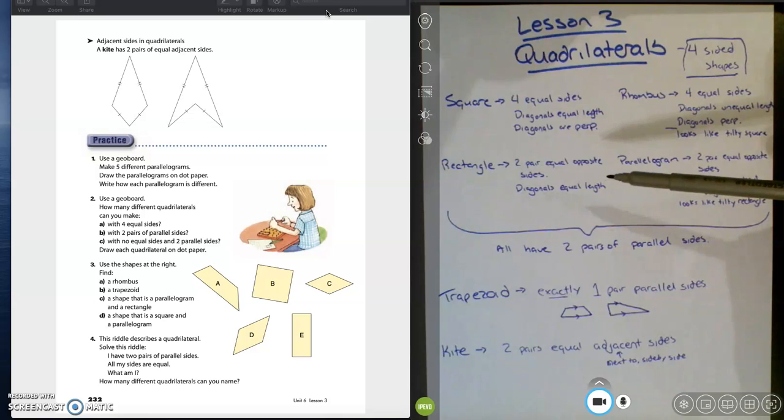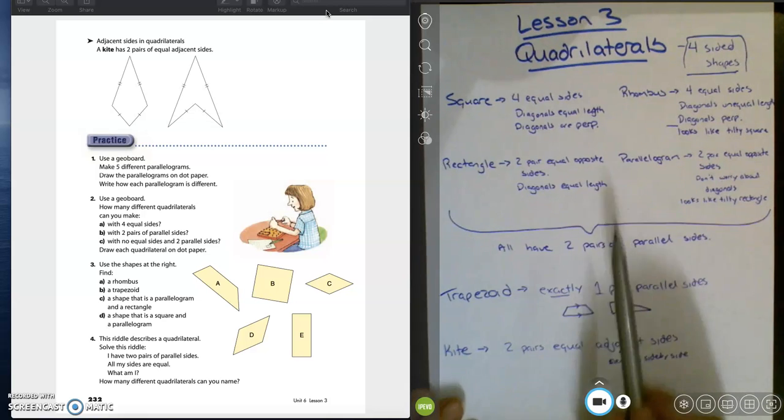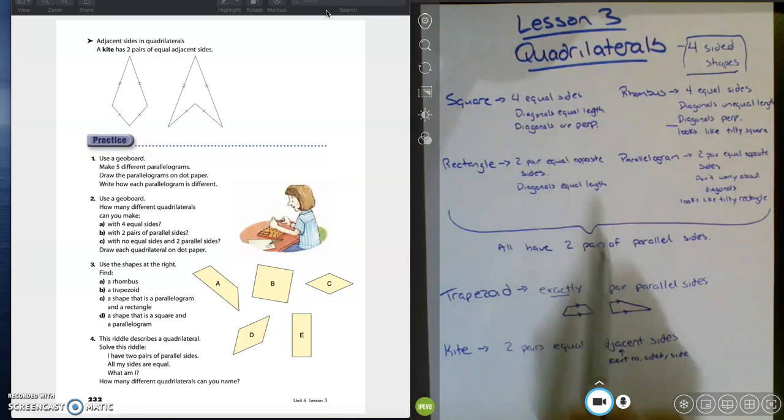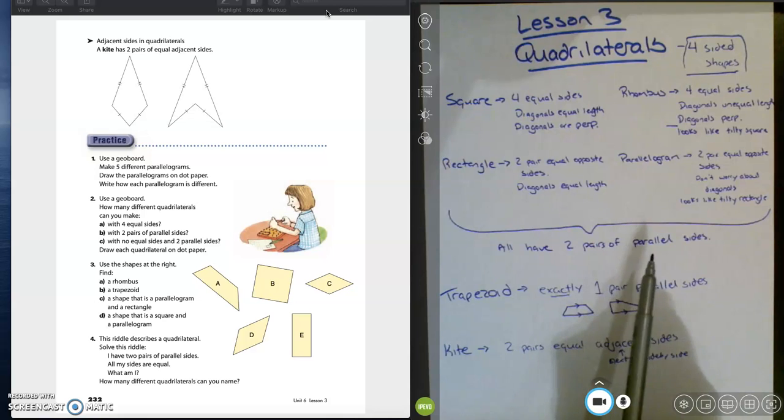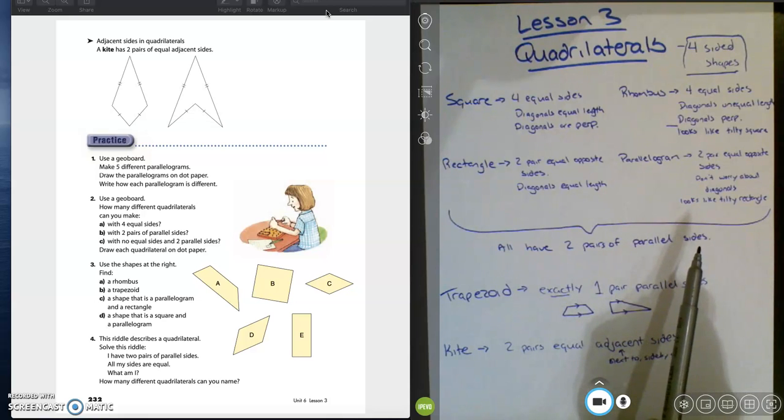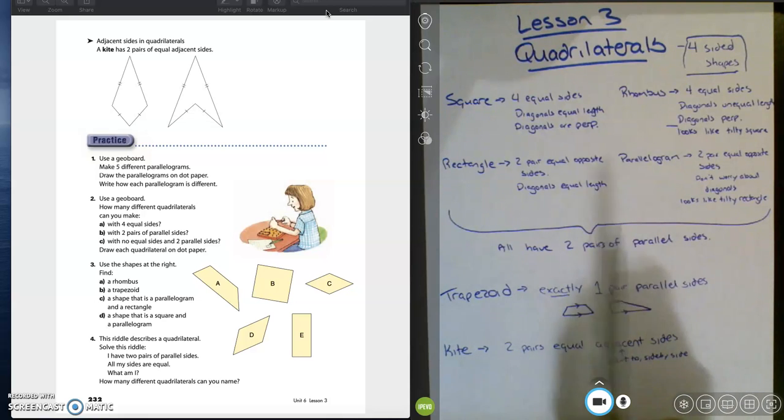Rectangle, we all know what a rectangle looks like, two pairs of equal opposite sides. Okay, and then the diagonals are equal length. A parallelogram, two pairs of equal opposite sides. We don't really talk about the diagonals, but they're unequal length. They're not perpendicular, and it looks like a tilty rectangle. That's the easiest thing to think about. All of these shapes, all four of those, have two pairs of parallel sides. Okay, that's going to make them into one of those four.